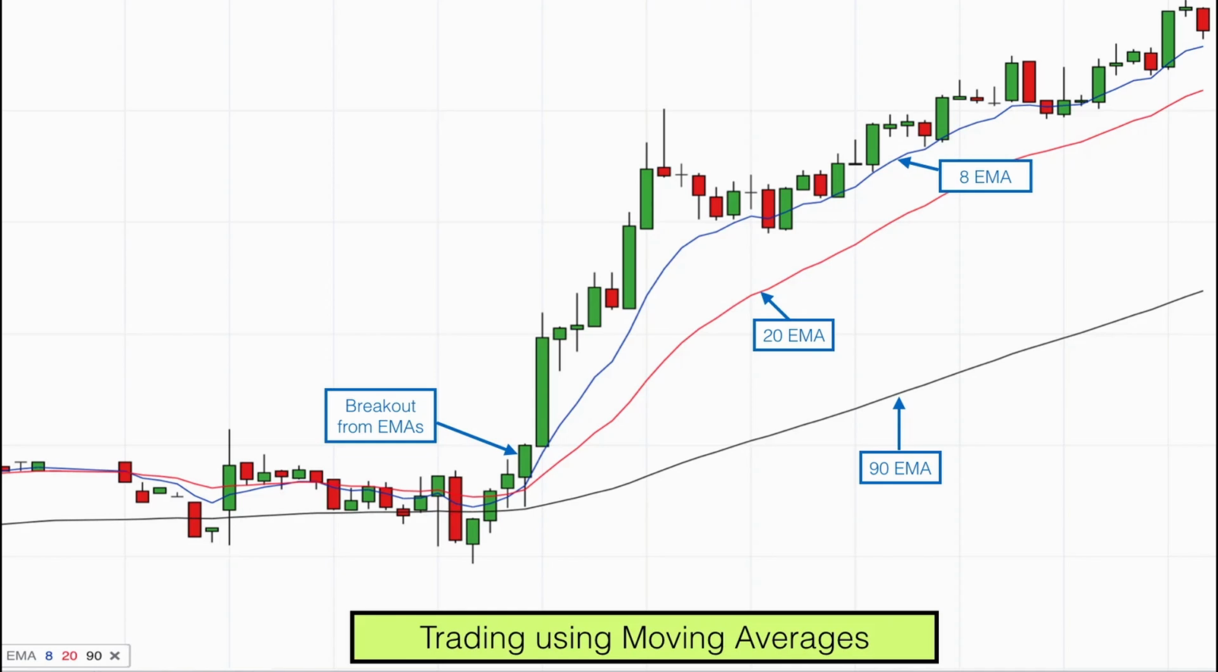When a shorter-term moving average crosses above a longer-term moving average, it can signal a potential buy opportunity, a bullish crossover. Conversely, when the shorter-term moving average crosses below, it can signal a potential sell opportunity, a bearish crossover. Moving averages help filter out short-term price fluctuations, making it easier to see the overall trend.